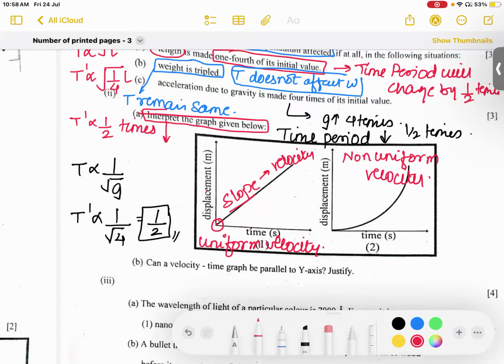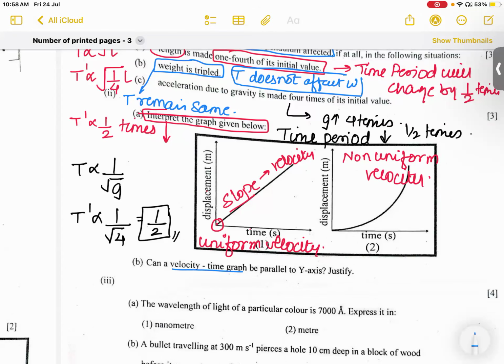The next question. They have instructed, can velocity time graph be parallel to y-axis? अरे बाप रे, ये तो possible ही नहीं है. So we can say no, it is not possible.